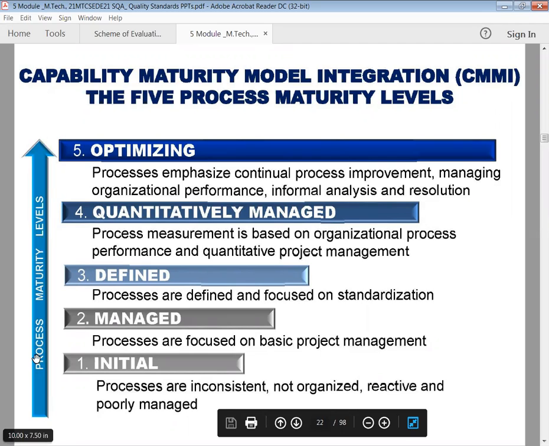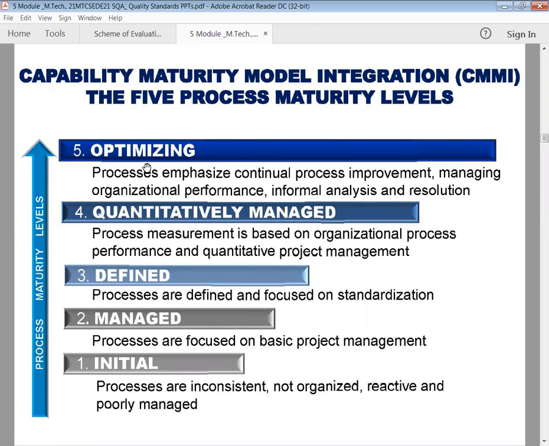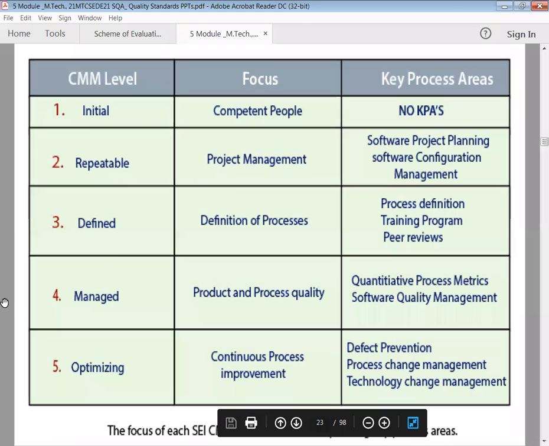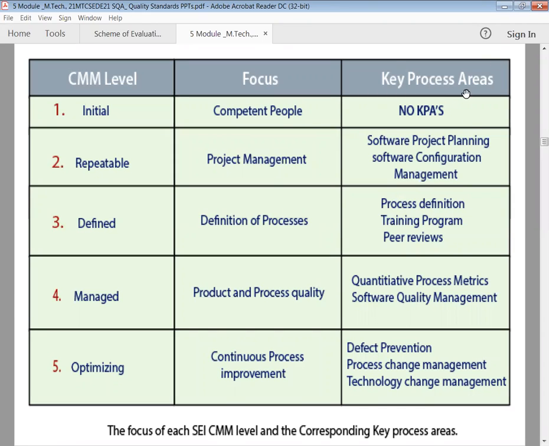The first 2 levels focus on process. The third and fourth ones focus on maturity, and the fifth one is based on optimization. And if you take the levels, what is the focus of each level and what are the key process areas we need to consider in the CMMI model: in the initial level, it is competent people. So they will focus on the people, and here there is no key process area. In the second level, repeatable, the project management techniques should be followed in your project. And here software project planning and software configuration management play an important role. Based on these 2 things, we can manage and identify your project.